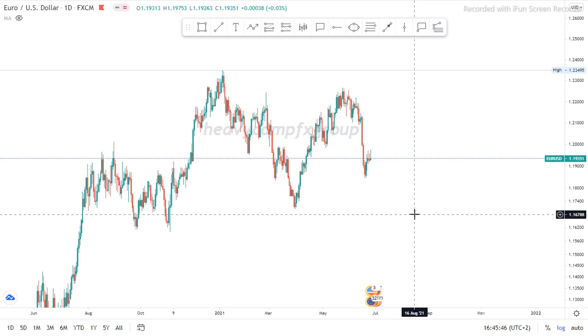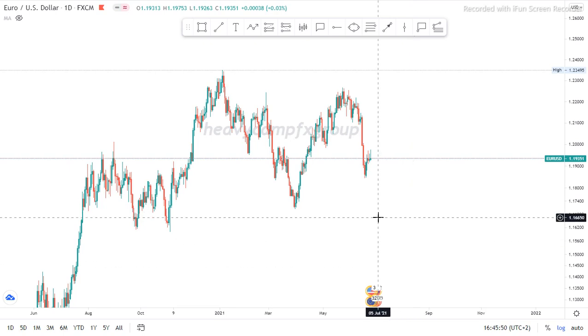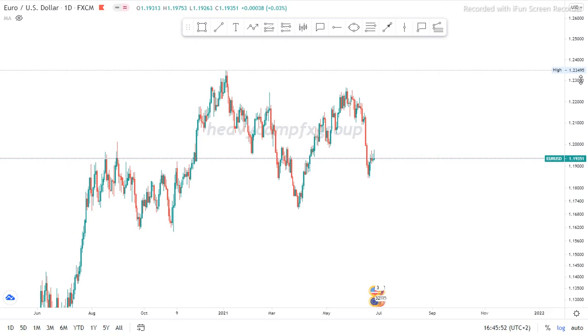Alright, guys, so we're going to jump straight into it. As I said, we're on our daily time frame, so we're going to identify the direction of the market and just quickly spot our key levels.